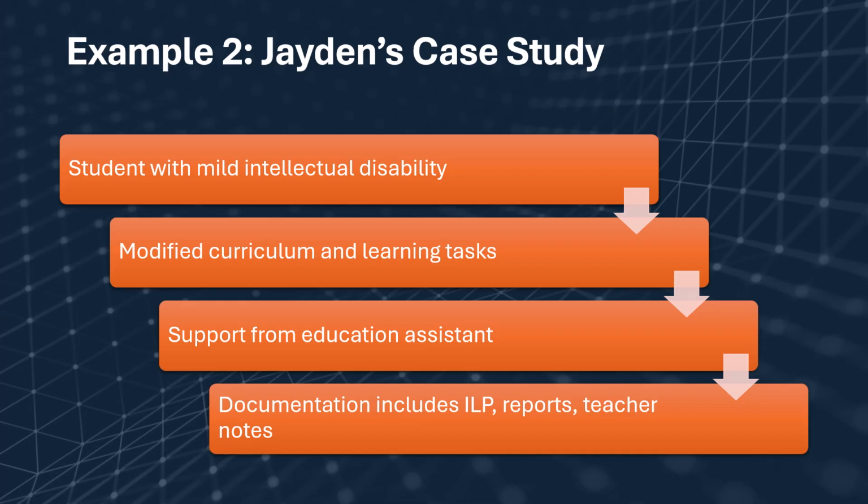So example 2 is Jaden's case study. The student has a mild intellectual disability, and he has a modified curriculum and learning task support from an education assistant or teaching aide. Documentation for him includes ILP reports and teacher notes that are being used as evidence.